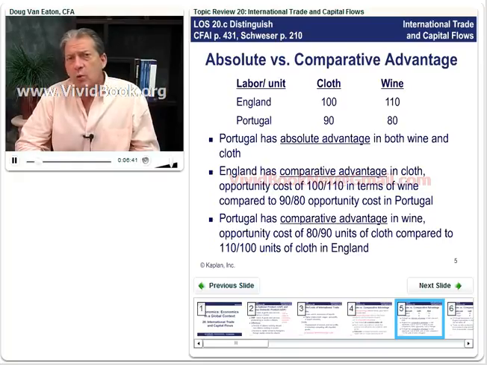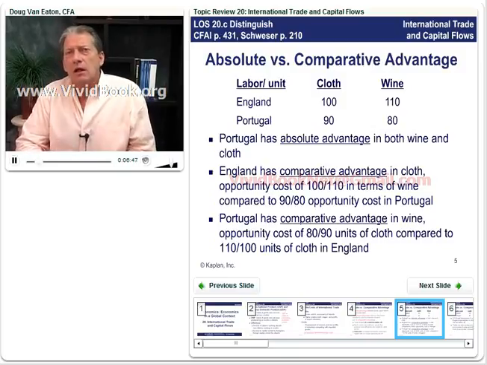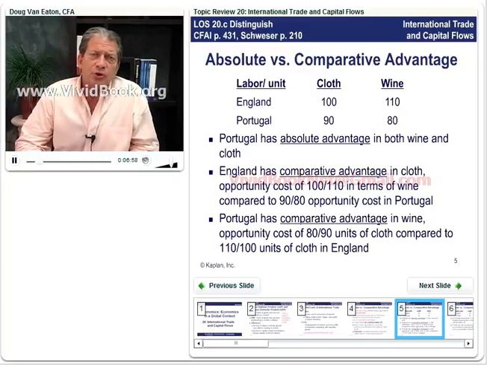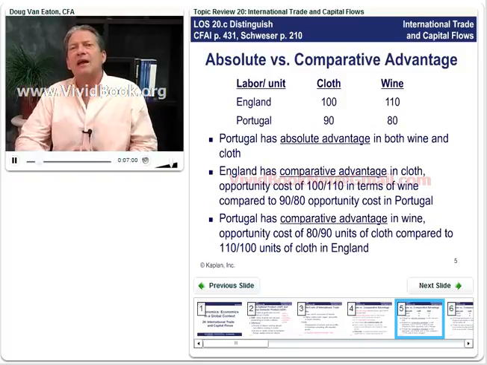Now, if we look at wine, we see Portugal also has an absolute advantage in wine because it takes 110 labor units to produce a unit of wine, however large that is, in England and 80 in Portugal. So does this mean that there's no gains from trade? No, it doesn't, because we've got to focus on the comparative advantage.